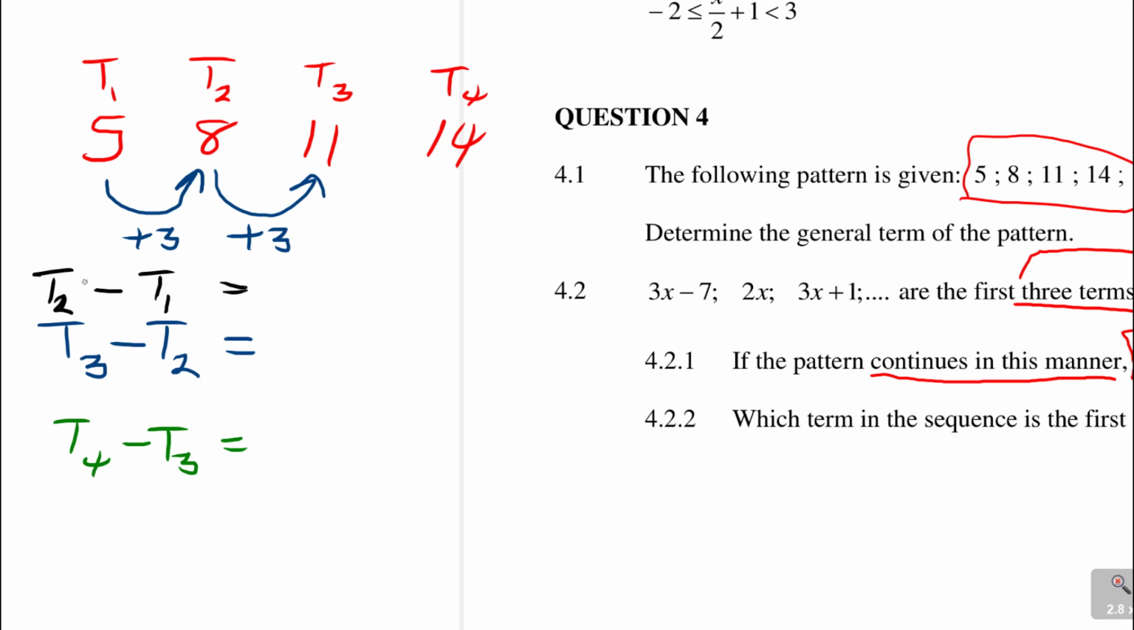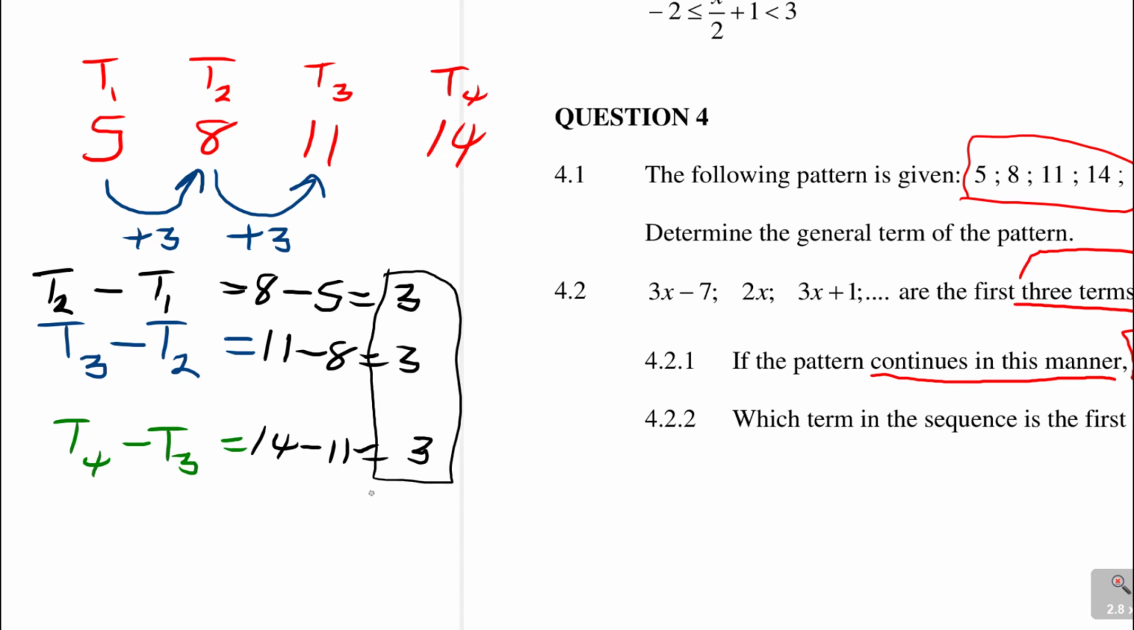So T2 minus T1, what do we get? It's 8 minus 5. What do I get? I get a 3. And then the other one is T3, which is 11 minus 8. I get a 3. See that? And the other one is 14 minus 11. I get a 3. So the key thing there is this number 3.